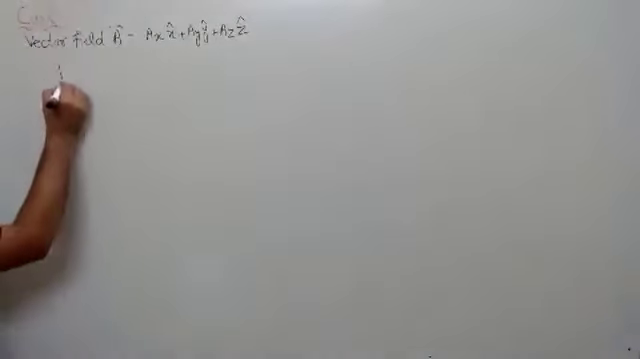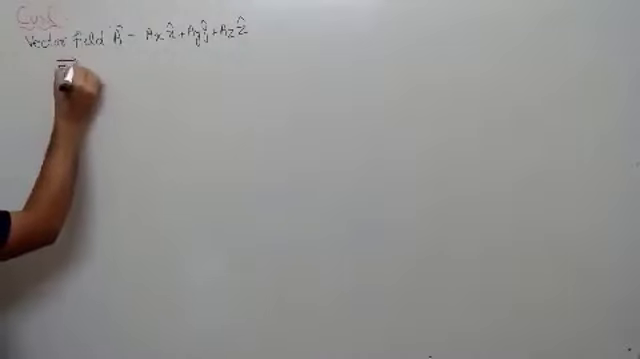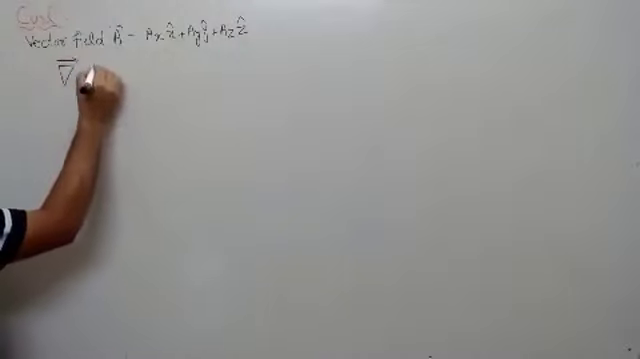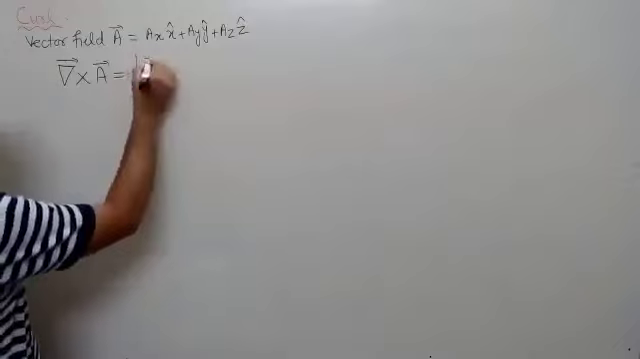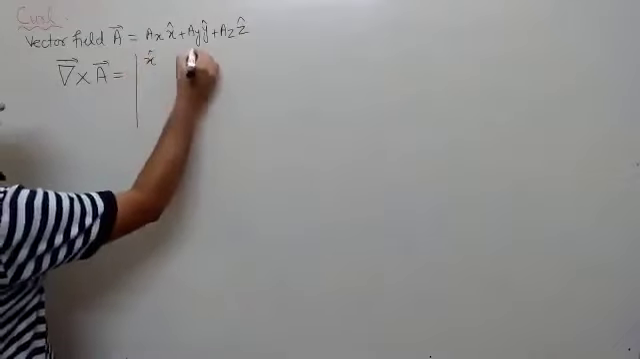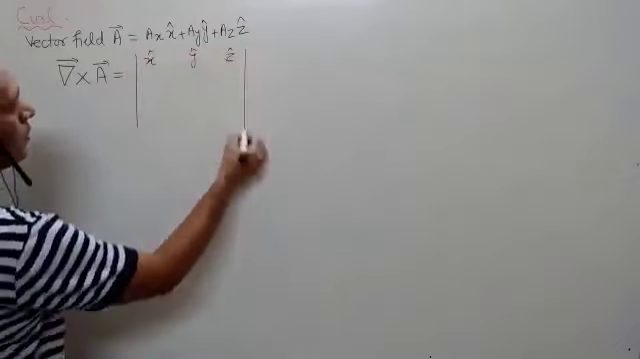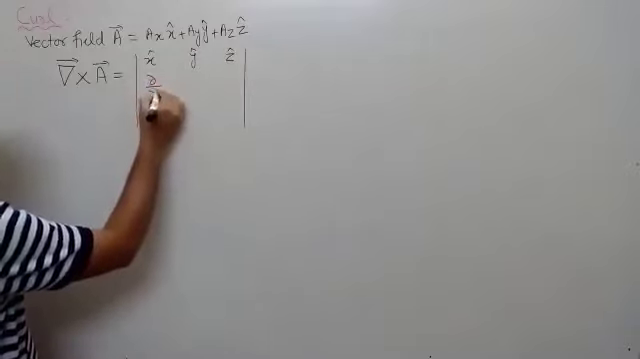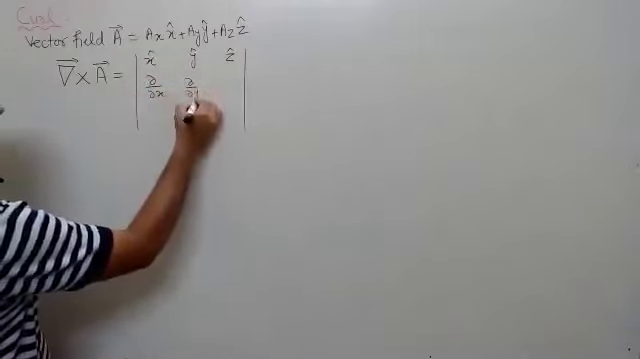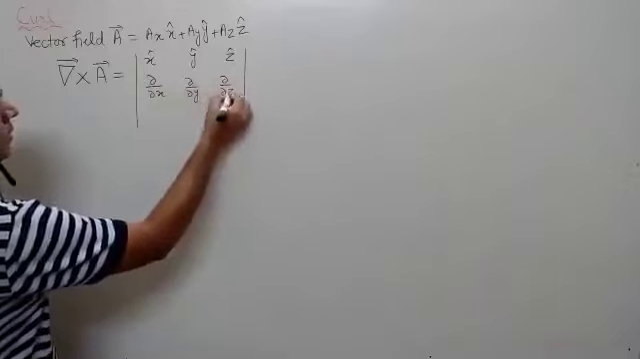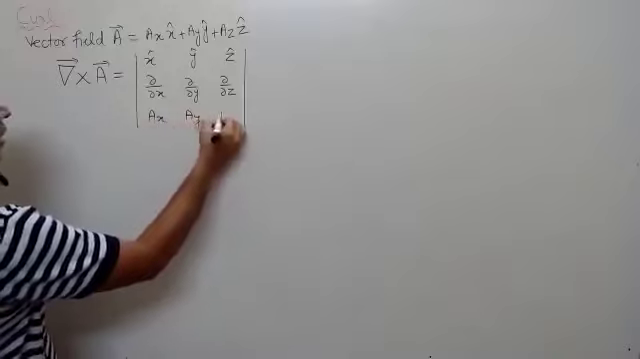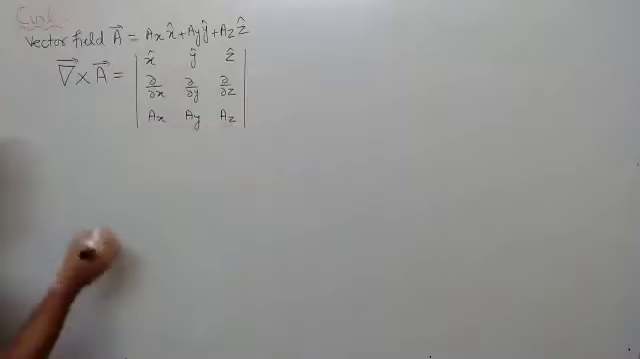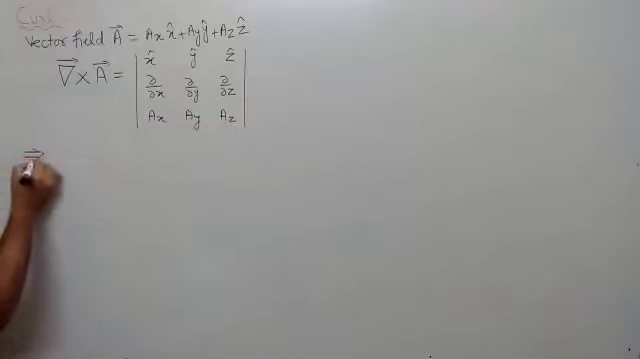So curl is given by the del operator. If you find del cross A, that represents the curl of a vector. And how to calculate this? You can easily find in Cartesian coordinates: x cap, y cap, z cap. This will be del x, del y and del z, and this is Ax, Ay and Az. So you can easily expand this.